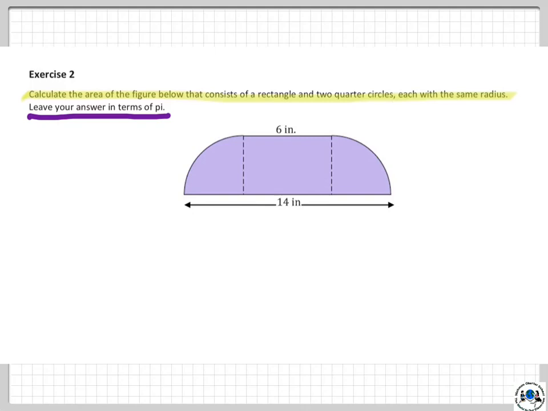Again, this answer is going to be left in terms of pi, so you don't need to apply the 3.14. Just give your answer in terms of pi, and if you forgot what that means, you'll see that in a minute. And again, the 2 quarter circles, each with the same radius. So that means these 2 radii are going to be the same. They're going to be equal. Therefore, you can figure those out based on the other numbers that you have.